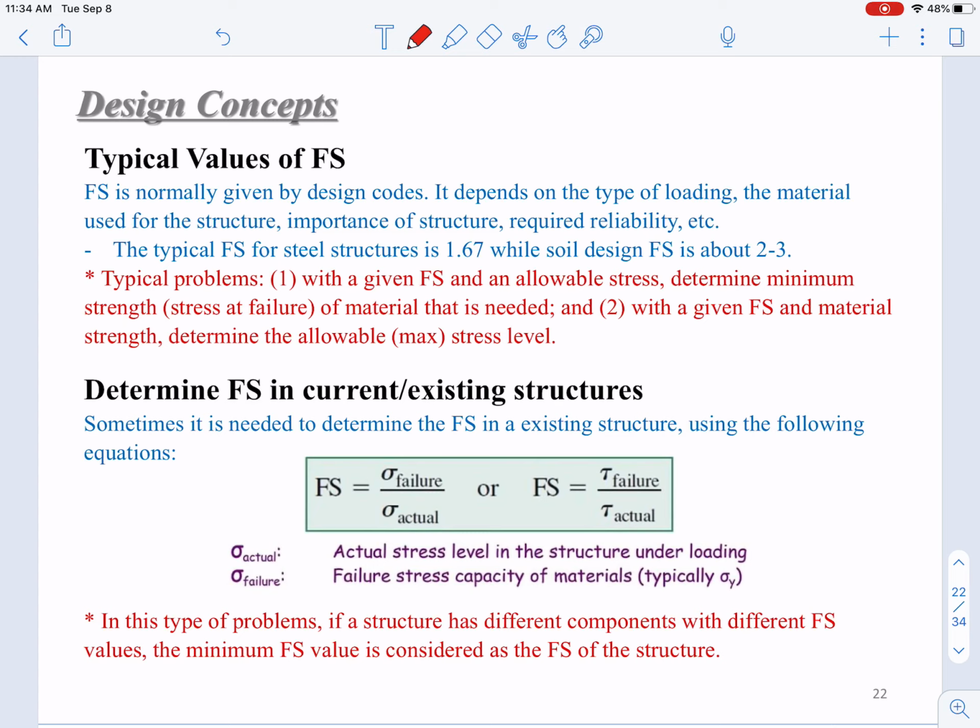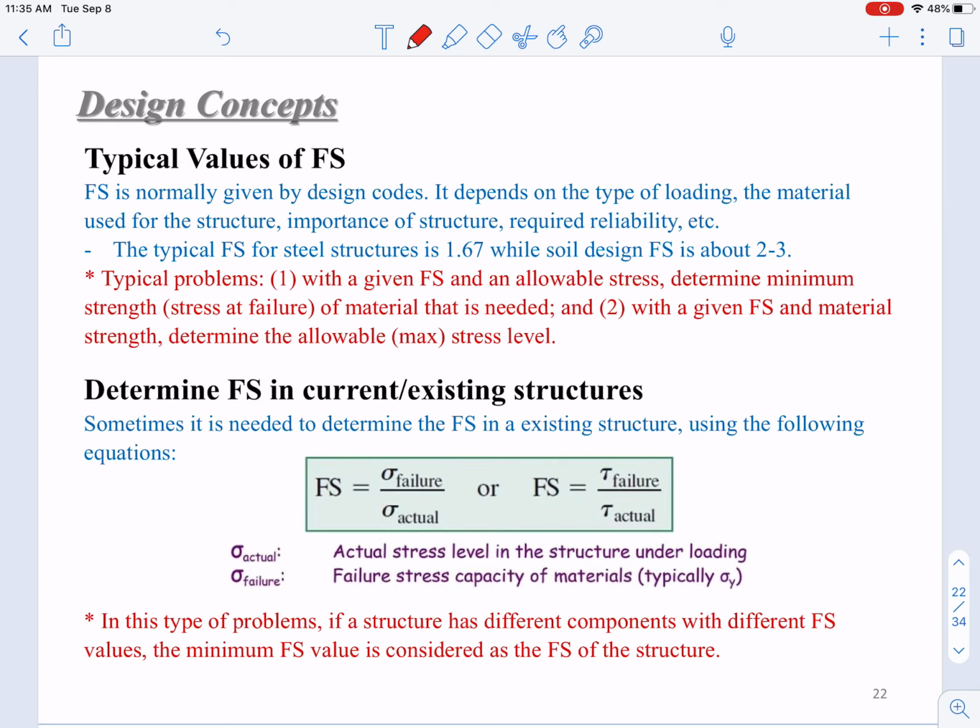The typical factor of safety for steel structures is 1.67. This is actually a very small factor of safety, because steel is a relatively reliable material. If you are dealing with soil, normally this factor of safety is larger, like 2 to 3. If you are designing a wood structure, it could be even higher, up to 5 or even higher.